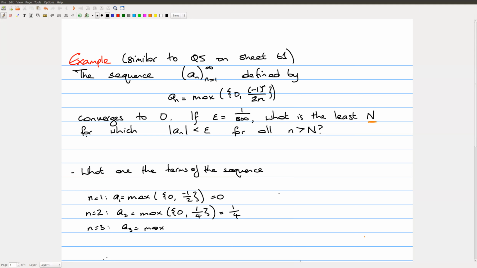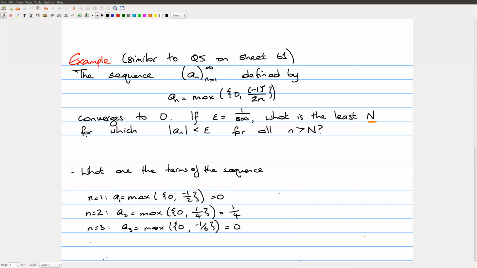A3 is the maximum of 0 and, this time, minus 1 over 6. Certainly because n is odd, minus 1 to the n is negative, and the second contribution there is going to be negative, so the maximum of the two of them is going to be 0. So a_n is going to be 0 whenever n is odd, because in those cases the other candidate is negative. It's an odd power of minus 1.